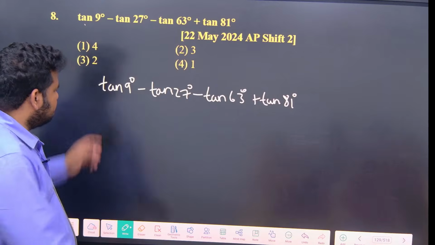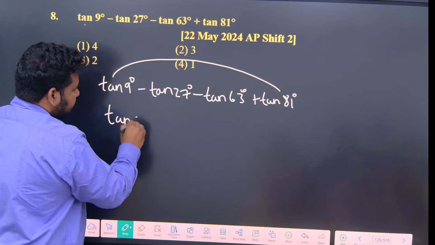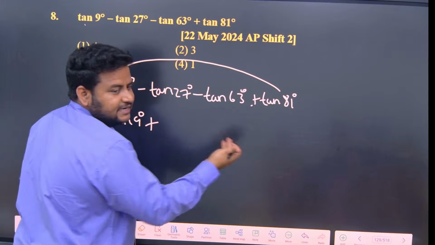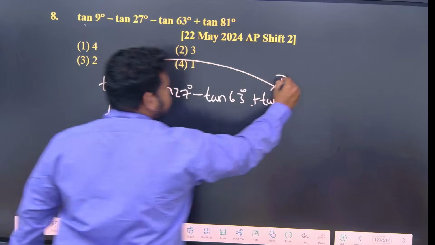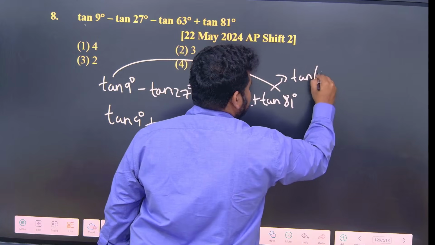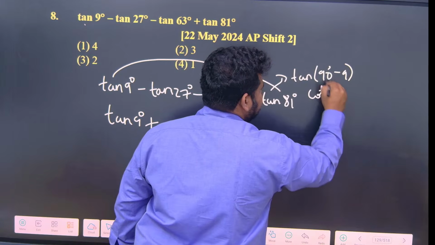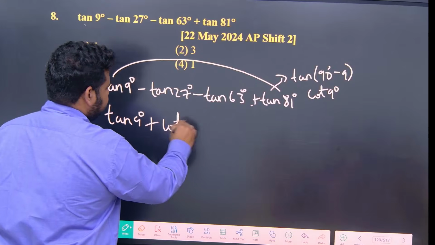So, this and this I can combine. I will get tan 9 degree, plus. Since 81 degree is in the first quadrant, everything is positive. Tan 81 I can write as tan 90 minus 9, which can be written as cot 9, because 90 is an odd multiple, so tan will change to cot. So, plus cot 9 degree.